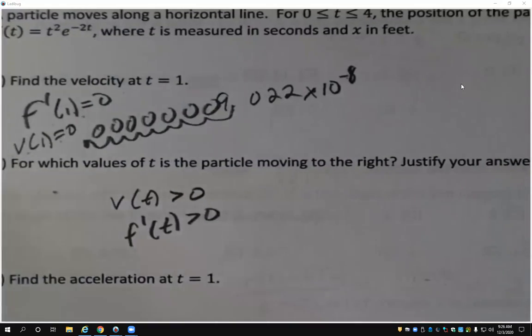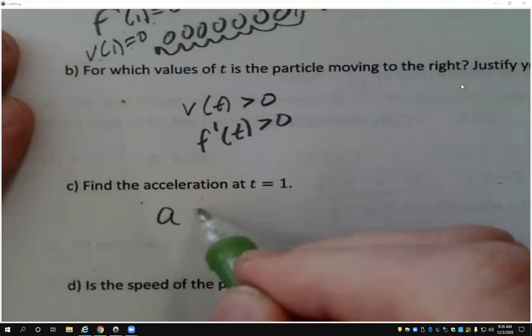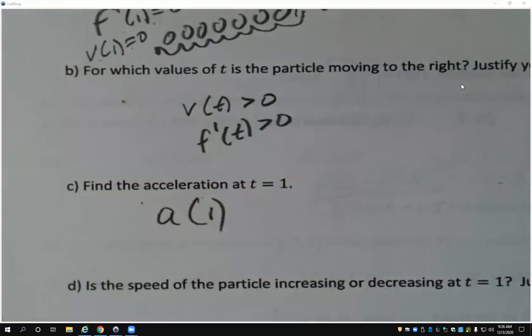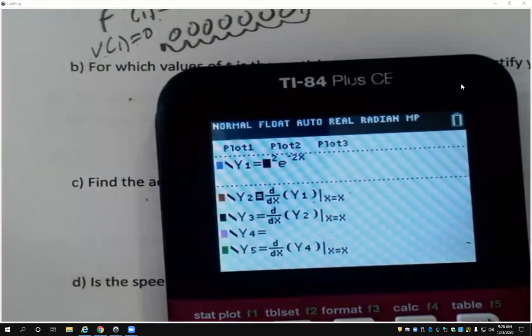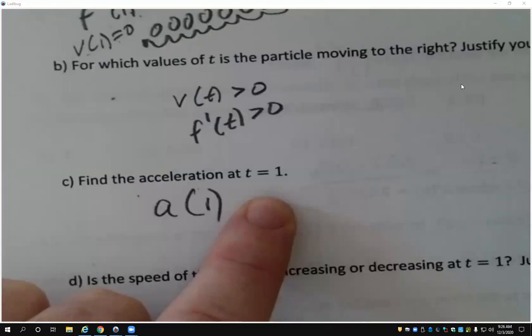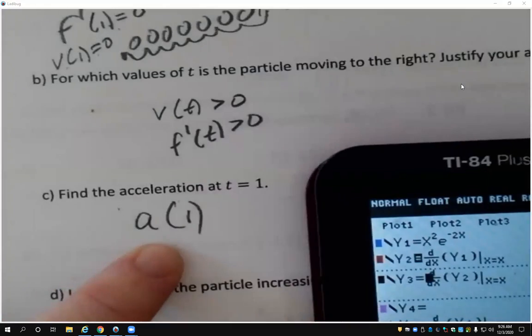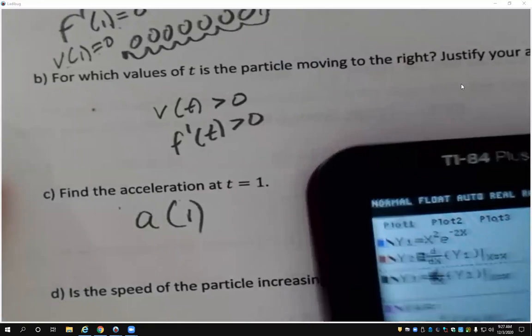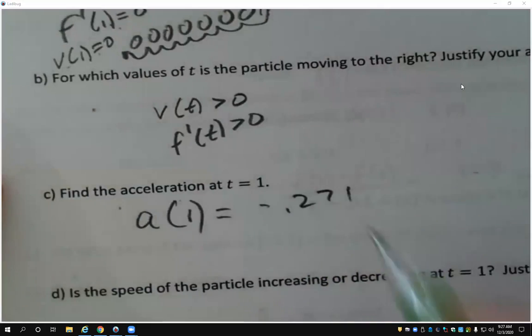All right, let me just talk about the last two really quick. This one is asking you to find the acceleration. So you're just trying to find a of 1. Just turn on your second derivative, which is y3, and trace at the point 1, or you could go to y2 and find the derivative at 1. Both of those work. And the answer ends up being negative 0.271.